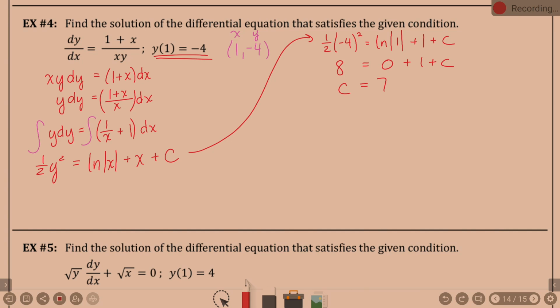So now we have c is 7. We have this equation here: one half y squared equals natural log of x plus x plus 7. Now, what form did I leave it in? One thing you would do, you probably wouldn't leave one half y squared. So one option would be multiplying by 2.